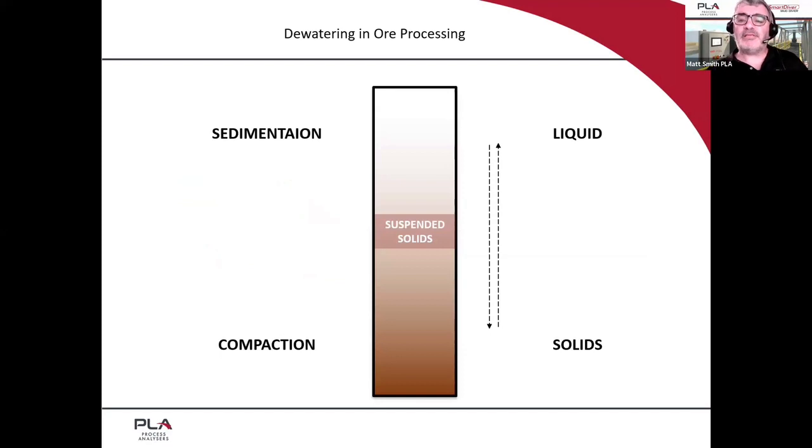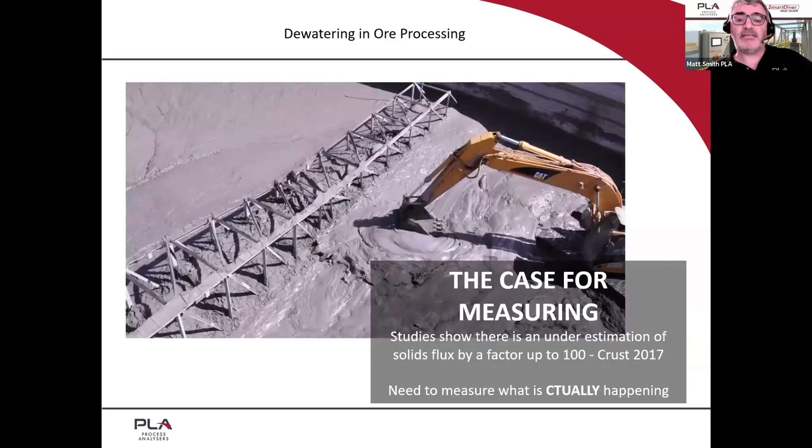So the dewatering process is crucial for ore processing and mining, and involves sedimentation and consolidation of colloidal suspension. While modern dewatering theory and models accurately predict lab scale batch settling tests, research by Crust says that predicting the full scale performance of gravity thickeners still remains challenging, with existing models underestimating thickener solids flux by up to 100 times. So with anecdotal evidence showing this to be true.